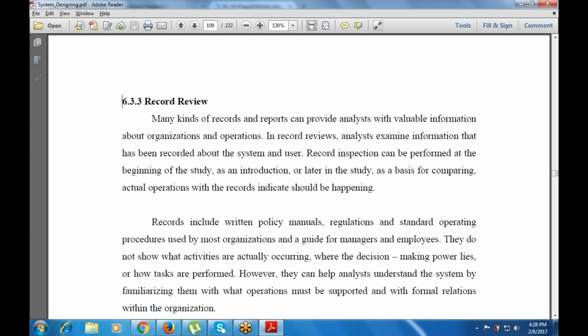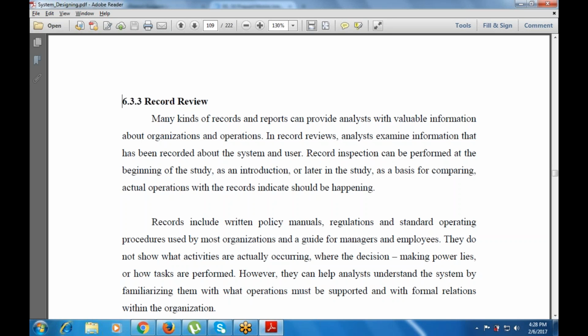Now, the interview is done and the questionnaire is done. The next part is record review. Many kinds of records and reports can provide the analyst with valuable information about the organization and its operations. In record review, the analyst must examine the information that has been recorded about the system and the user. Record inspection can be performed at the beginning of the study as an introduction, and later in the study as a basis for comparing actual operations with what the records indicate is happening or should be happening.